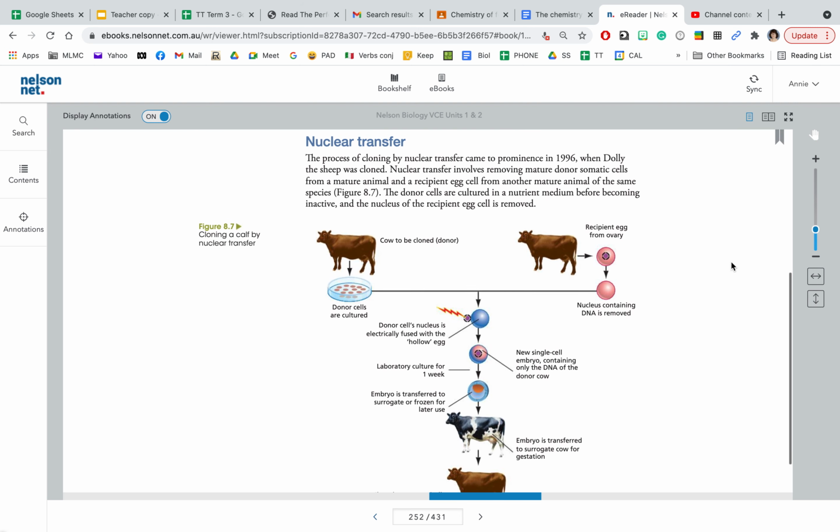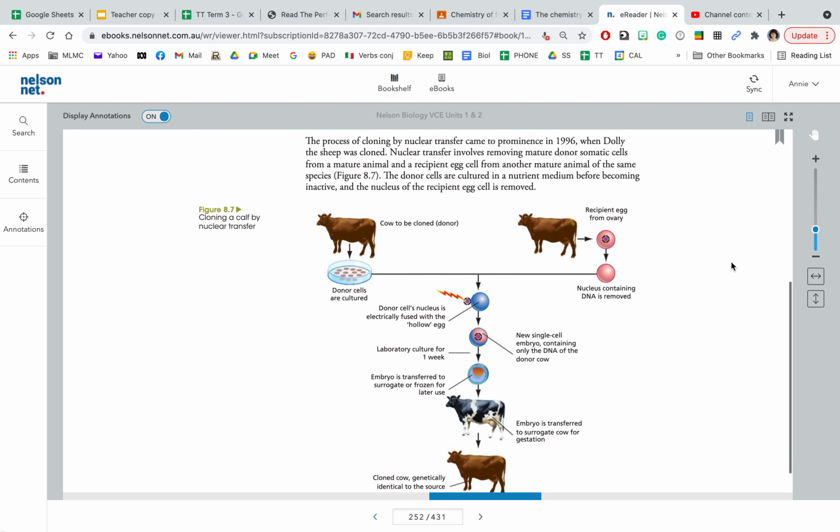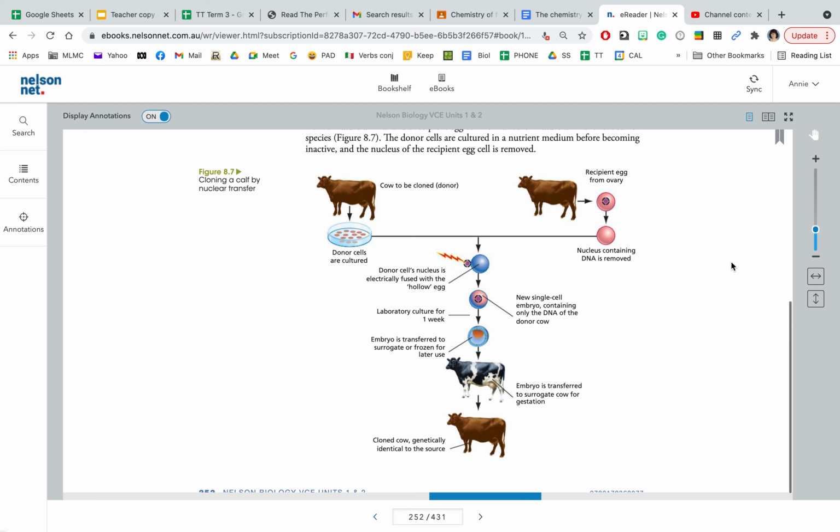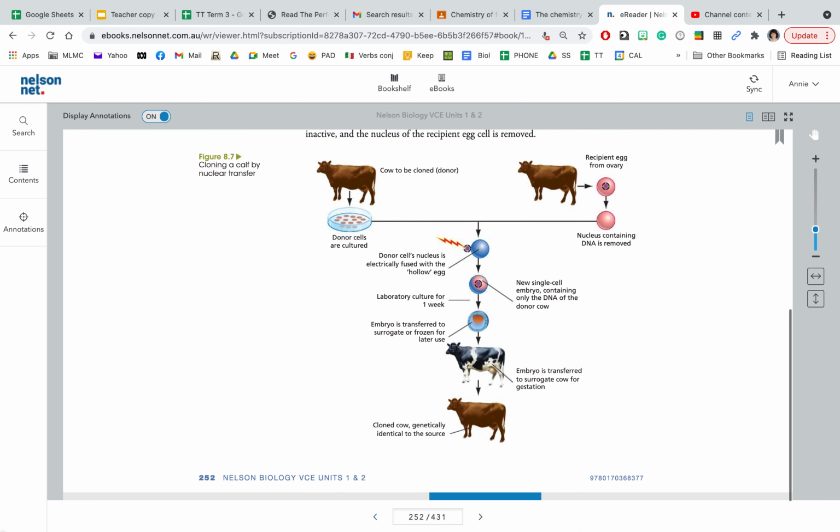Nuclear transfer. The process of cloning by nuclear transfer came to prominence in 1996 when Dolly the sheep was cloned. Nuclear transfer involves removing mature donor somatic cells from a mature animal and a recipient egg cell from another mature animal of the same species. The donor cells are cultured in a nutrient medium before becoming inactive, and the nucleus of the recipient egg cell is removed. You can look at this Figure 8.7, which goes through all of this.